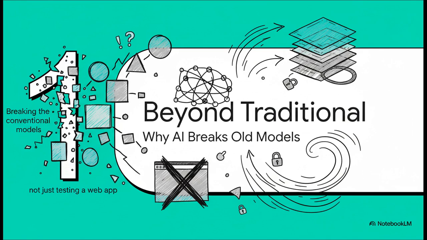So, let's get into why this is such a big deal. We've got to move beyond traditional pen testing, because AI systems break all the old rules. They're a completely different beast compared to a standard web app with its neat, predictable endpoints. We absolutely need a new way of thinking, a whole new testing paradigm.